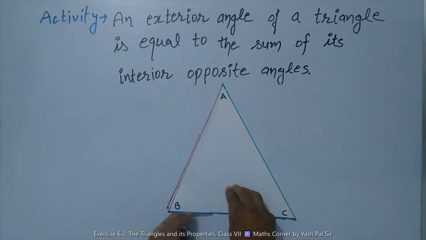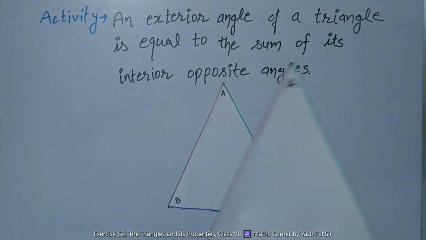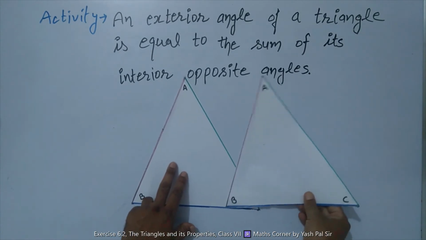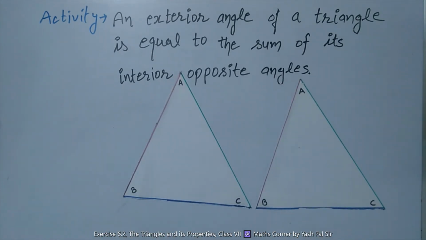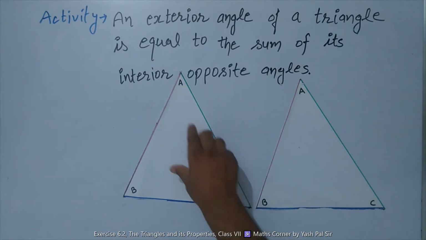One triangle this way. This is another triangle this way. This is the magic. I know the magic. I shall teach you the magic also. Okay, there are two triangles. They are similar. These two triangles are similar triangles.